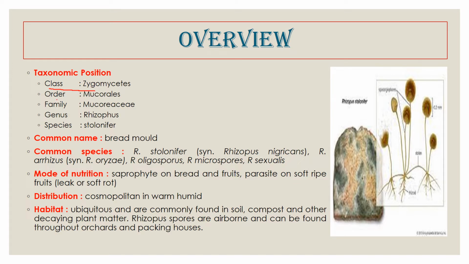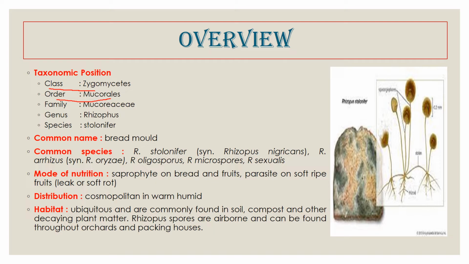Then it belongs to the order Mucorales, which is characterized by a very fast growing aseptate hypha. Septations occur only at the reproductive stage or if there is a rupture in the cell wall. So to prevent the flowing of the protoplast outside, a wall is formed. And so septation is limited to these two conditions.